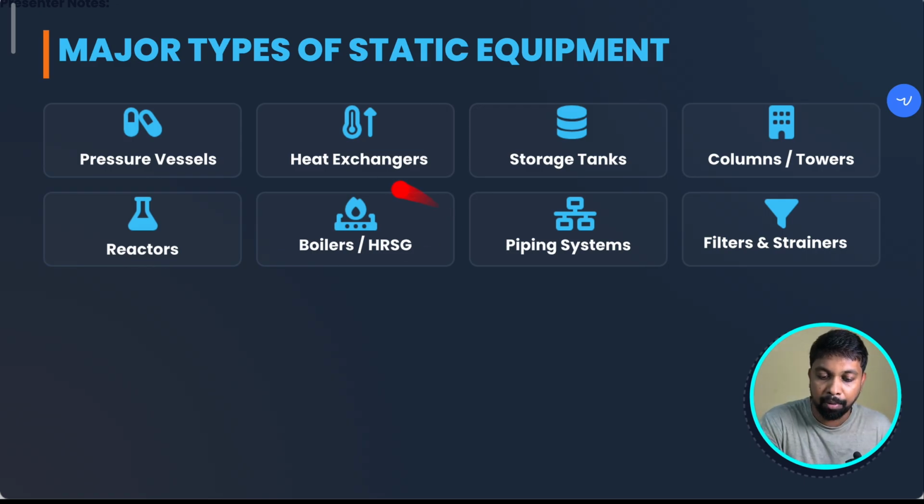Boilers and HRSG, we normally see in the energy production area, in power plants. And piping systems are common for all these equipments, which we use to connect each and every system. Actually, it is not just piping; I have not mentioned it here as piping or pipeline. It is piping systems, like filters and strainers. Those kinds of things are also called static equipments. In the next slide we can see the pressure vessels, heat exchangers and storage tanks in detail.